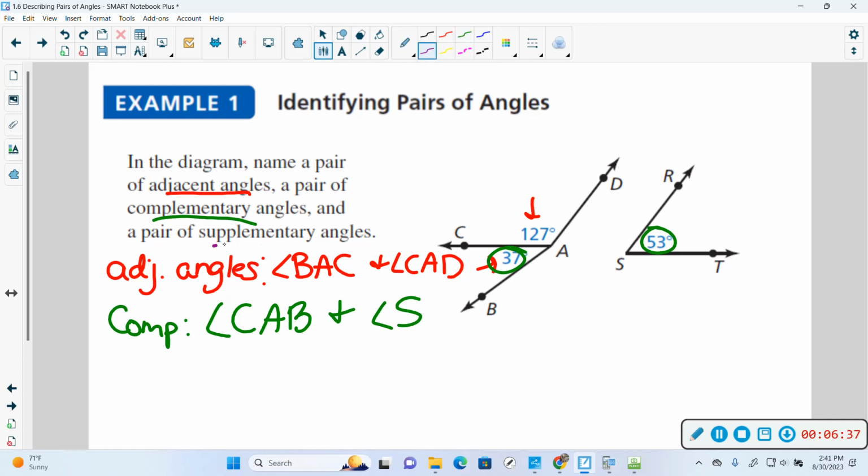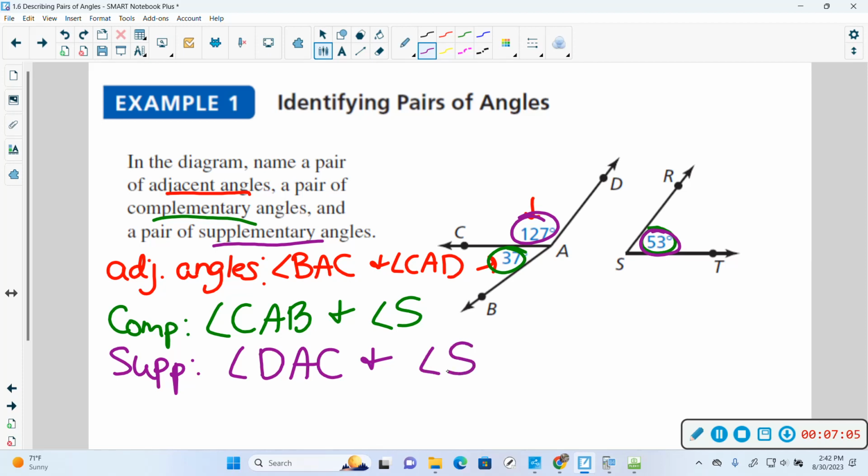Okay, last up, supplements. So we're going to add to 180. So which pair of numbers add to 180? You got it. So those would total to 180. Now, of course, the 127, we have to use the three letters, DAC. And you could call it just angle S again, or RST, whatever you want to do. Got it. So just identifying the different pairs of angles. Any questions on that? Just tested the vocab, complement 90, supplement 180.